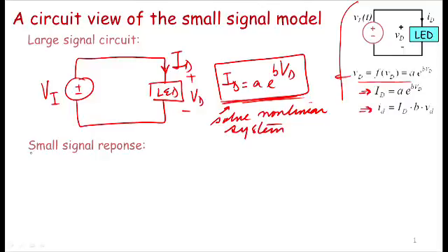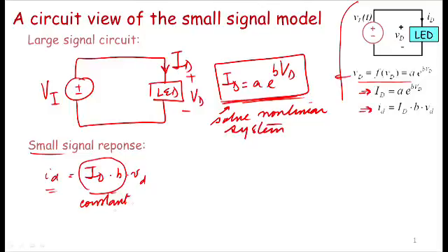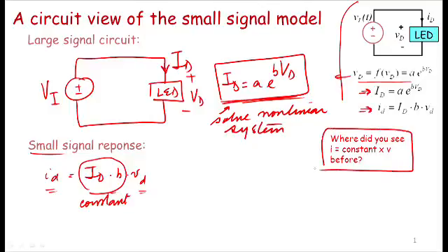Next, let's come to the small signal response. And here the response, as you saw, was ID given by ID B times VD. Recall that ID times B was a constant, and that constant was related to the slope of the function at the point ID, VD. Now stare at this equation for a moment. You see ID equals a constant times VD. So where did you see a construct like this before? Where did you see I equals constant times V before?